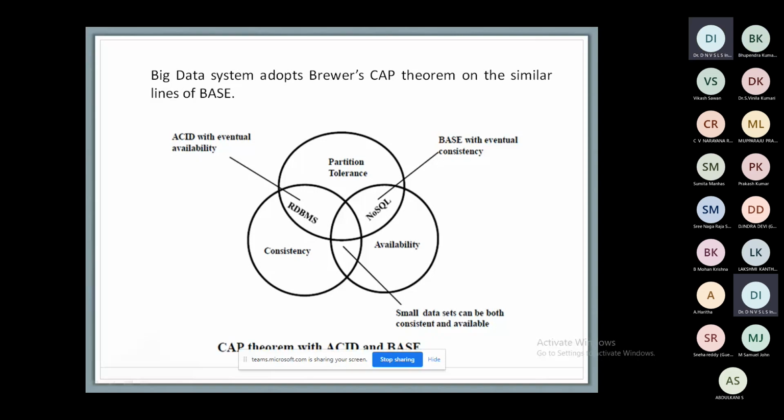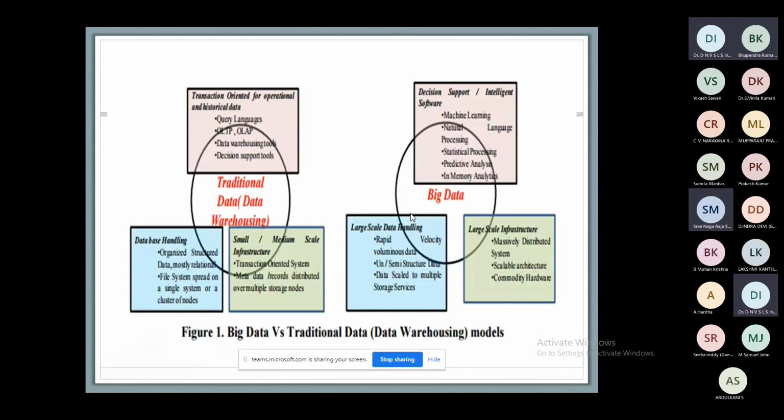BASE properties are based upon the CAP theorem. So what is the CAP theorem? C stands for consistency, A stands for availability, and P stands for partition tolerance. So see, these ACID properties are related to RDBMS. The BASE properties are related to NoSQL, and coming to big data, CAP properties are there, or we can say the CAP theorem. C stands for consistency, P stands for partition tolerance, and A stands for availability.